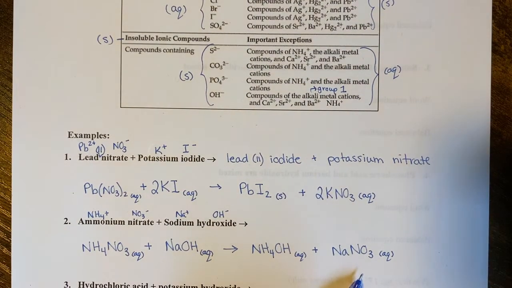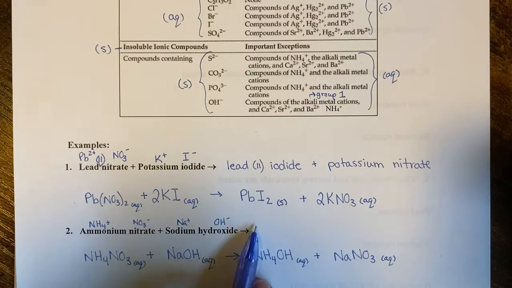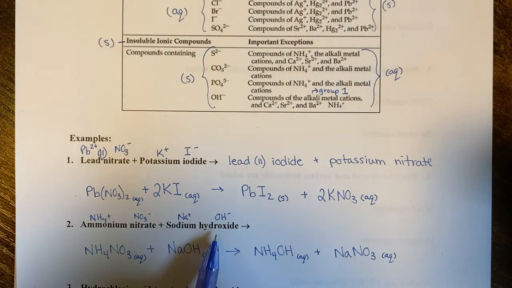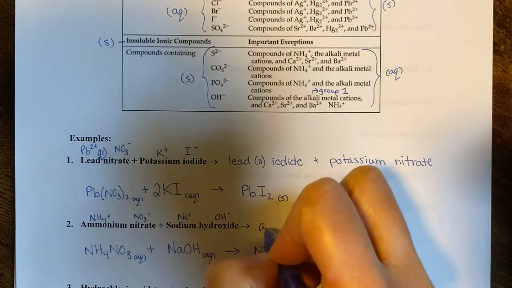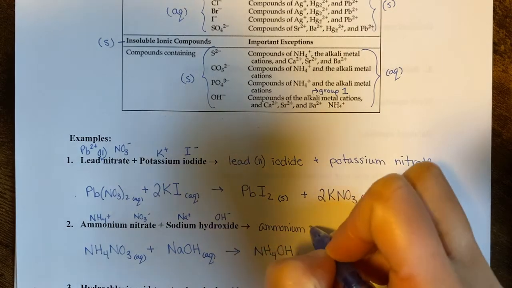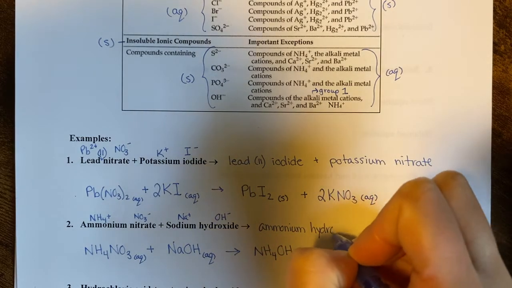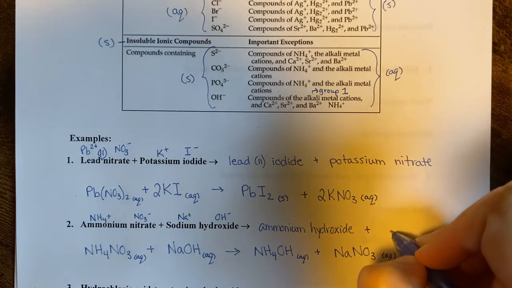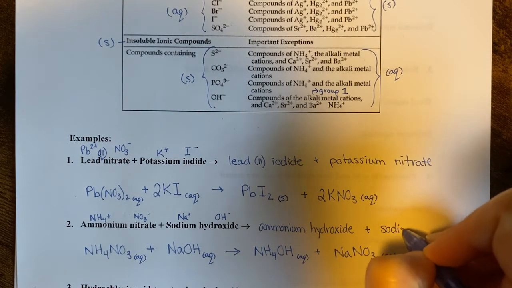This reaction is already balanced, so the only thing we have left to do is to finish the word equation. So ammonium nitrate and sodium hydroxide, making, this is ammonium hydroxide here, plus sodium nitrate.